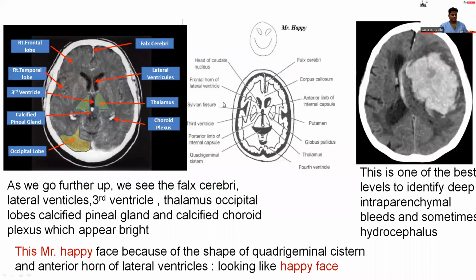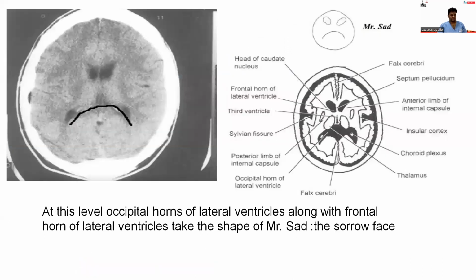As we go further, we see the falx cerebri, lateral ventricles, third ventricle, thalamus, occipital lobes, calcified pineal gland, and calcified choroid plexus, which appears bright. This Mr. Happy face is because of the shape of the quadrigeminal system and the anterior horns of the lateral ventricles looking like a happy face. This is one of the best slices for identification of intraparenchymal bleed and sometimes hydrocephalus also.